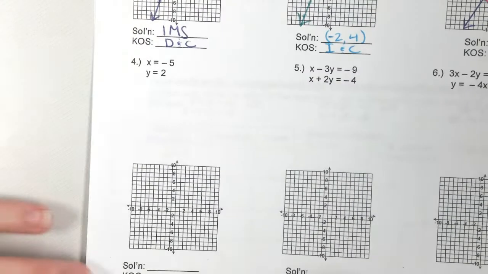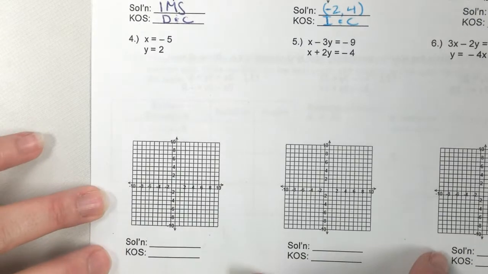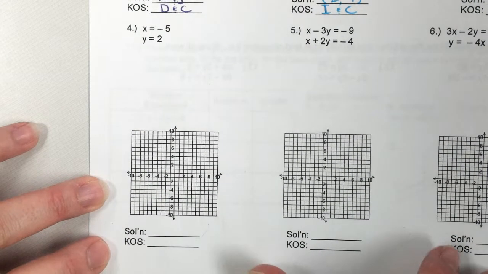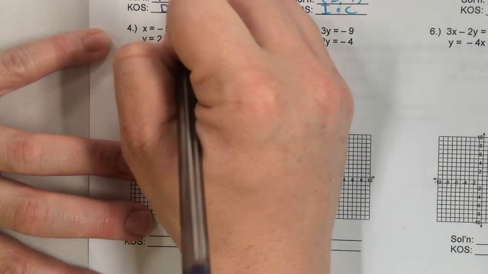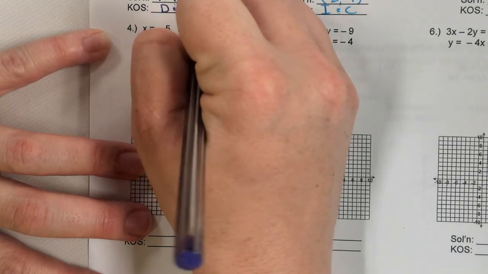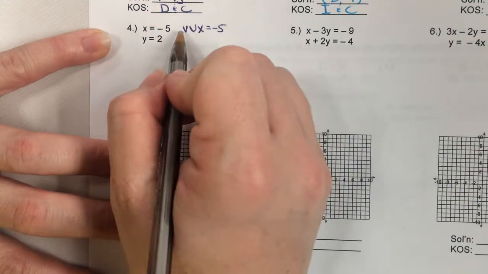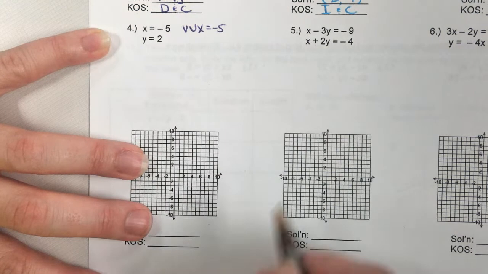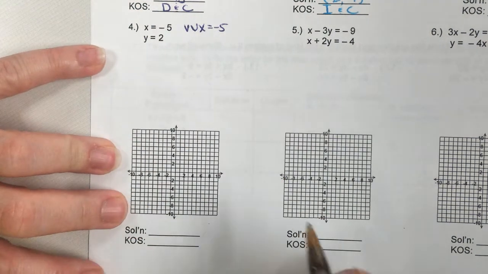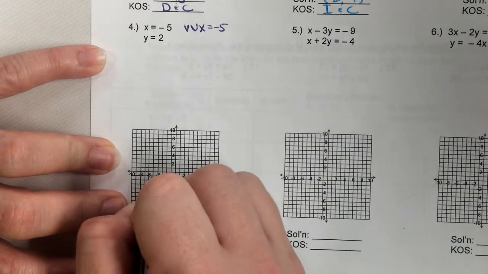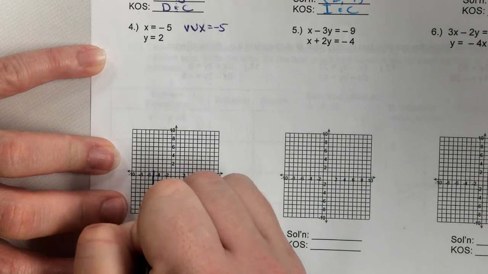Okay, so let's look at number 4. So number 4 has 2 special cases lines. I want you to realize x equals -5 is going to be a VUX line. So vertical undefined x equals equation. So at x equals -5, which is here, I'm going to draw a vertical line.